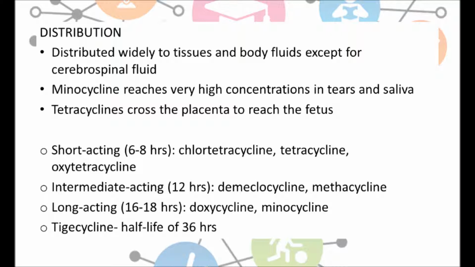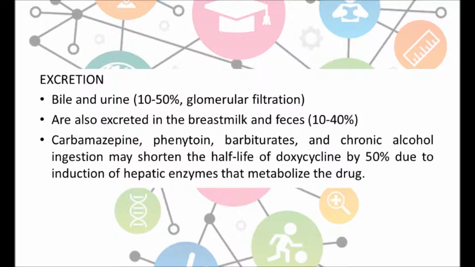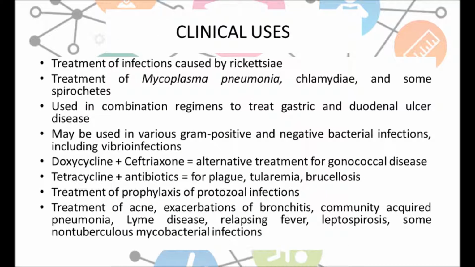Tigecycline has a half-life of 36 hours, which is considered the longest among the tetracyclines. Its way of excretion is through the bile and urine. It is used as a treatment for infections caused by Rickettsia, Mycoplasma pneumoniae, chlamydia, and some spirochetes. It is also used to treat gastric and duodenal ulcer and some other clinical uses.